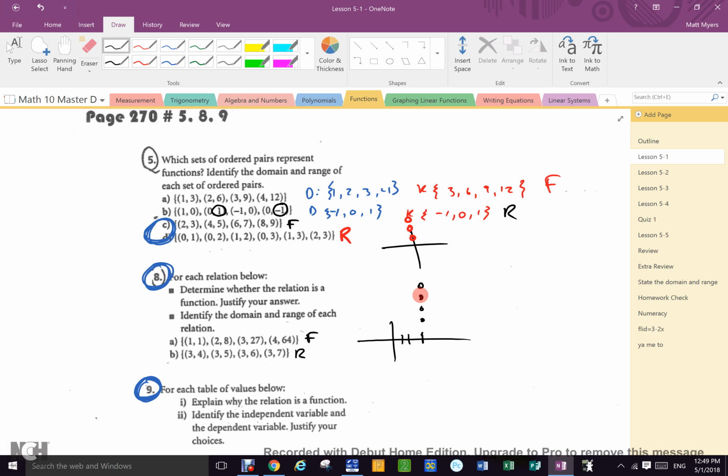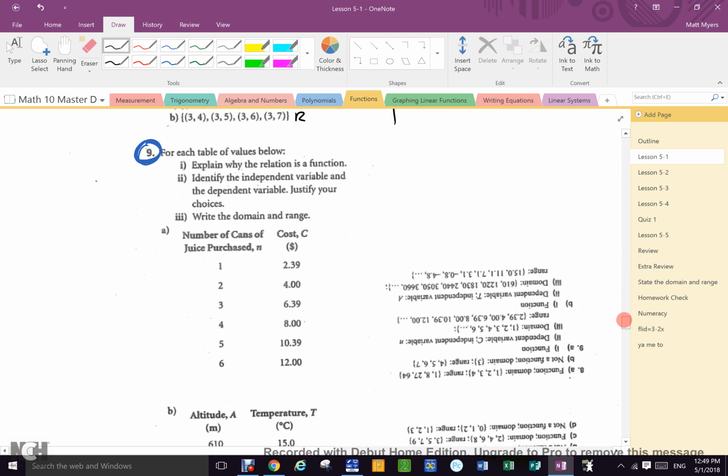Is everybody good? All right, now, number 9. This one's slightly harder because I also asked you to tell me the IV and the DV, then tell me the domain and range. Remember, I gave you the definitions.